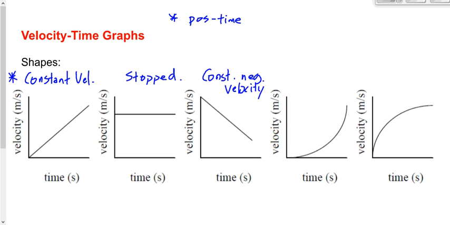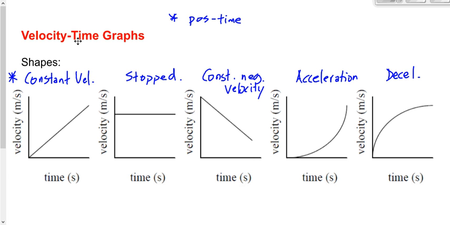And the fourth one, position time. This represents acceleration, right? We saw this last week where an object is speeding up. The position is changing, but it keeps changing by more and more and more as time goes by. And the last one represents, we can call it a couple of different things: deceleration, negative acceleration, whatever you want to call it, if it was position time.